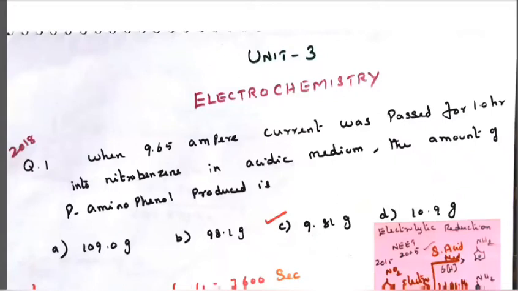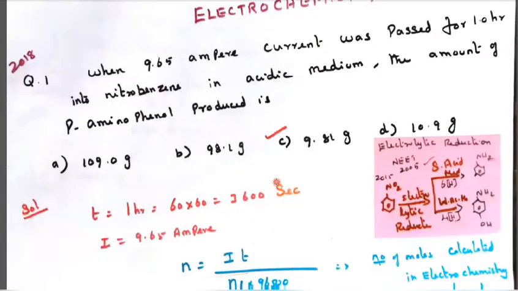Students, let us see Unit 3 Electrochemistry NEET questions. In this series of NEET questions, question number 1, 2018: when 9.65 ampere current was passed for 1 hour into nitrobenzene in acidic medium, the amount of para-aminophenol produced is.